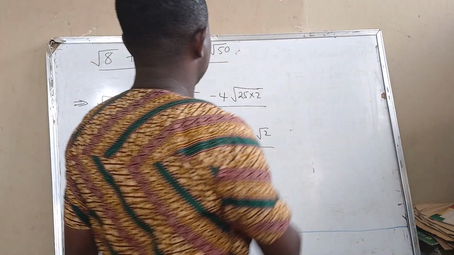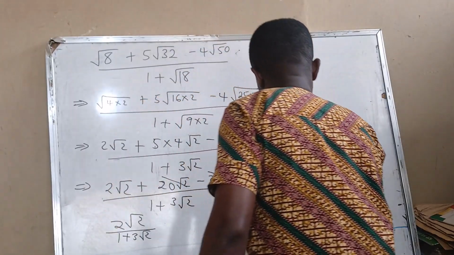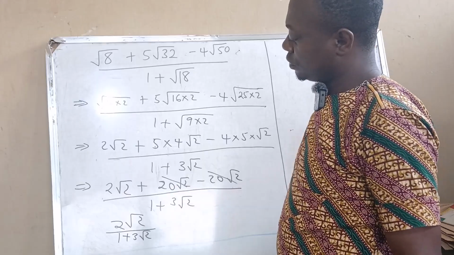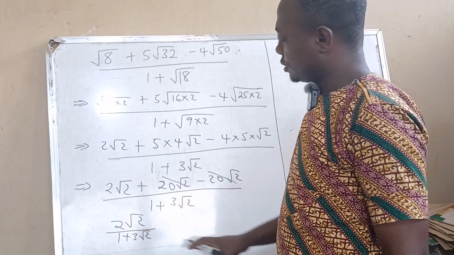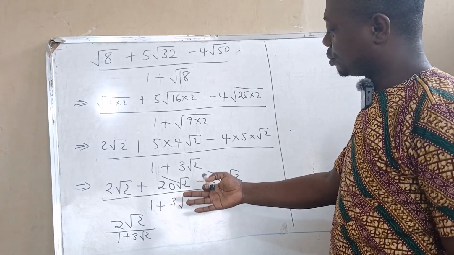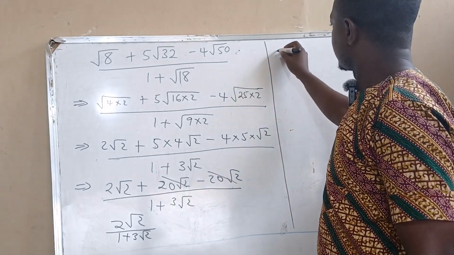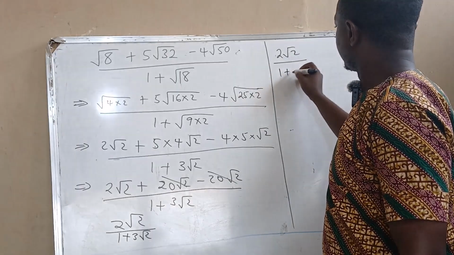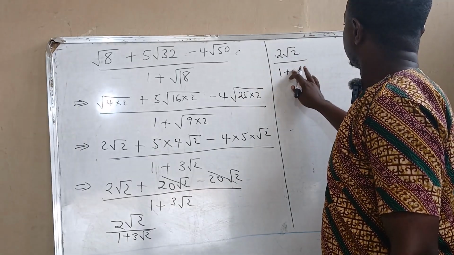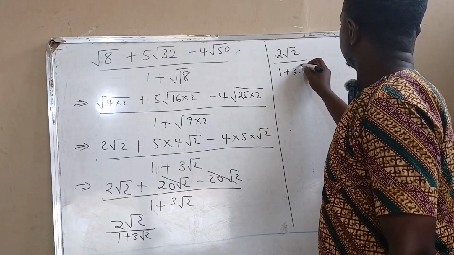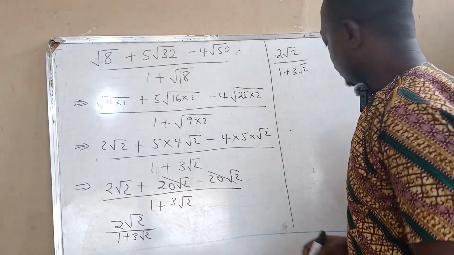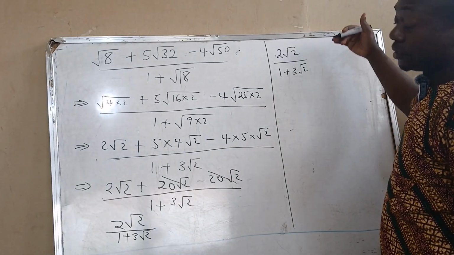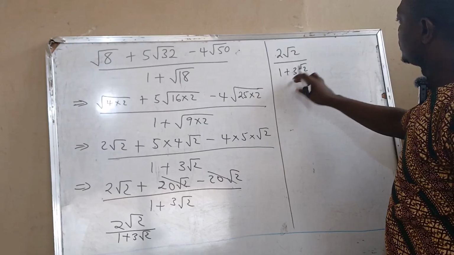Now from here, don't forget that we are not done yet, so we need to rationalize this one, okay? So we can prove further by rationalizing it. So that will be this over 1 plus 3 root 2. And remember, we can only do that by multiplying both numerator and denominator by the conjugate.